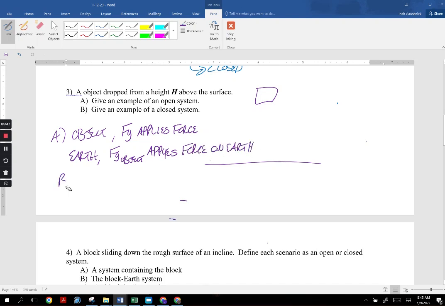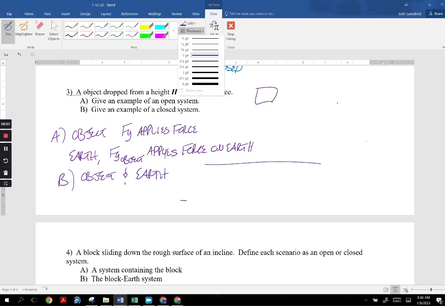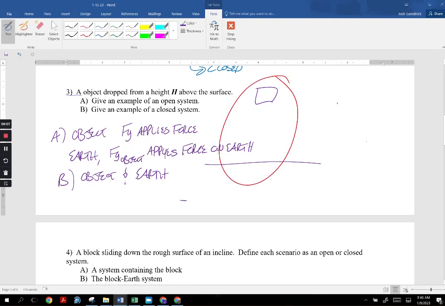If you want to do an open system, or excuse me, a closed system, oh my goodness. If you want to do closed, then it's both object and the Earth. The reason is there are no forces outside of object and Earth acting on the system. Let's assume no air resistance, please. So you've got object and Earth together. All forces are internal to that system. If there was air resistance, then we'd have to include air in the system to make it a fully closed system.